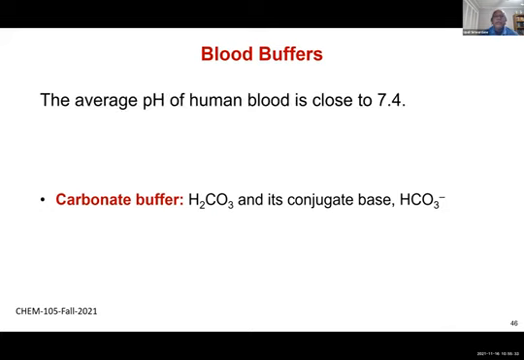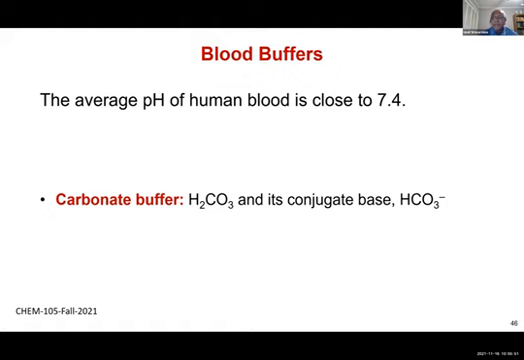Blood also keeps the pH around 7.4 using blood buffers. Blood uses what we call a carbonate buffer.